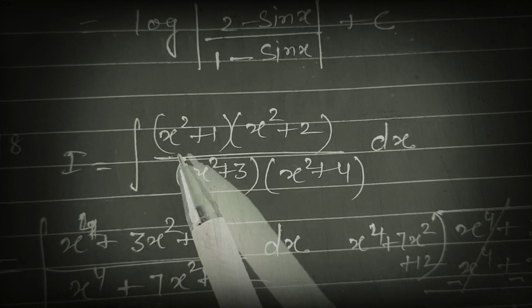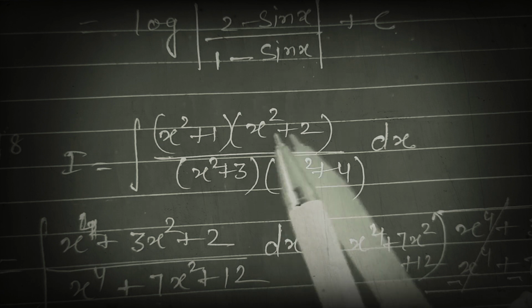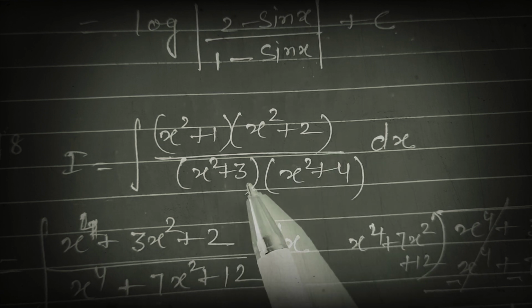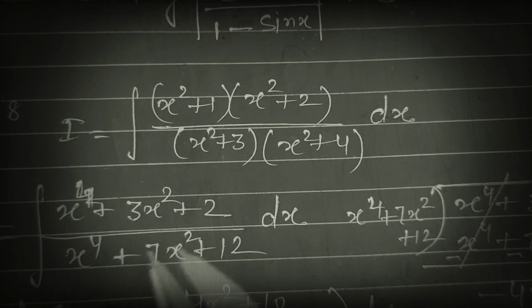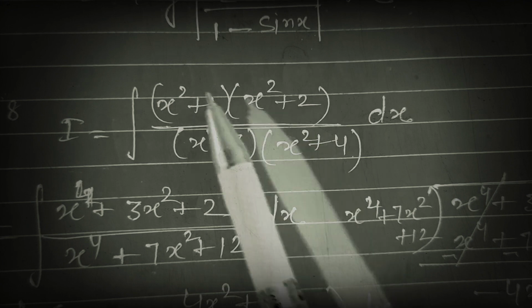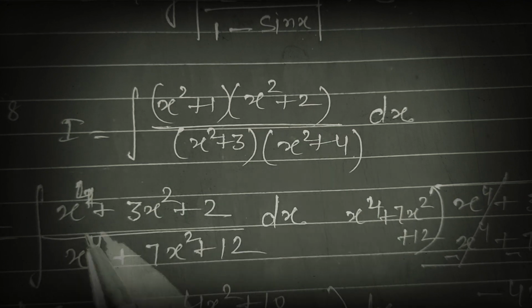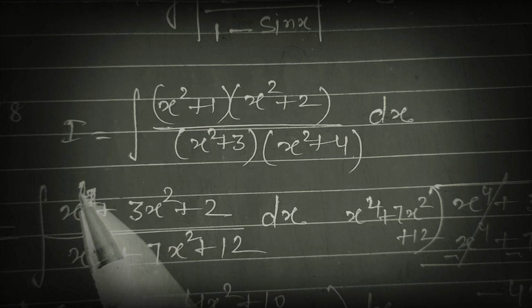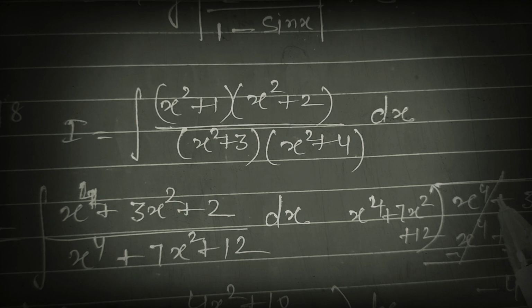I is equal to integration of x square plus 1 into x square plus 2 upon x square plus 3 into x square plus 4. How will we find the integration of this? Look at this. If we multiply these, the degree is 4. Numerator degree is 4, denominator degree is 4. So firstly we will divide.